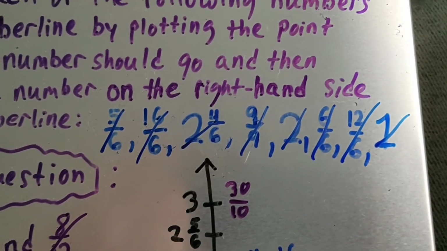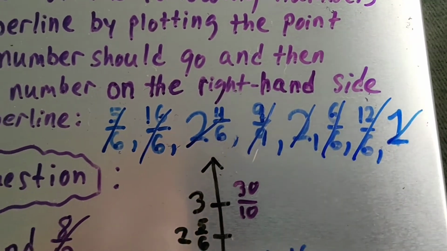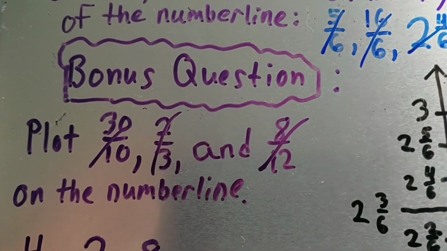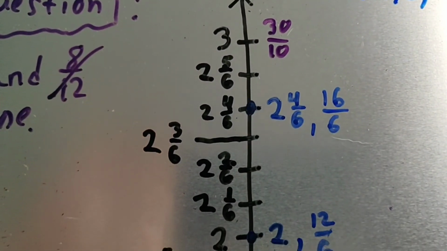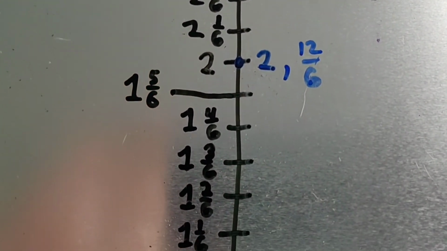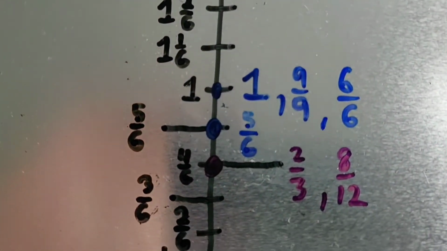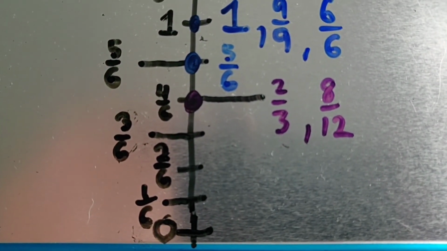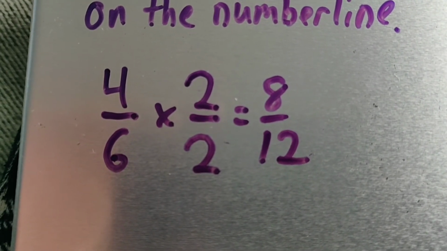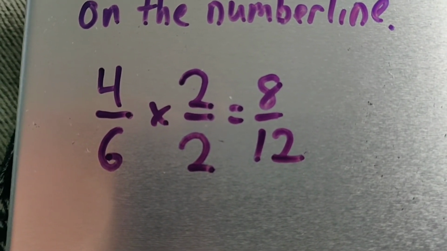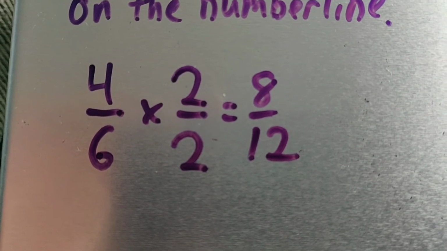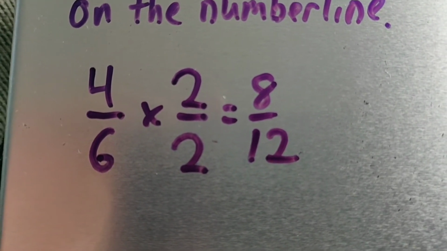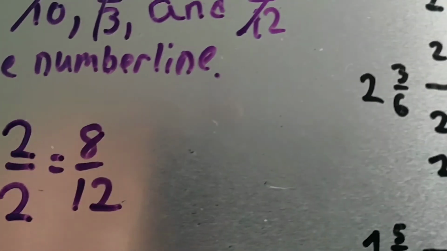So now we've plotted all of the numbers that we were given on our number line on the right-hand side. And each time that I plotted a fraction or a number that I needed to work with that wasn't written exactly as one of the numbers on the left-hand side of the number line, I showed my work.